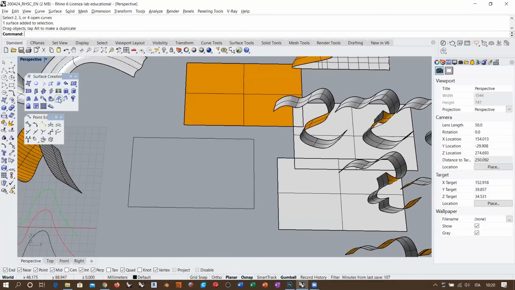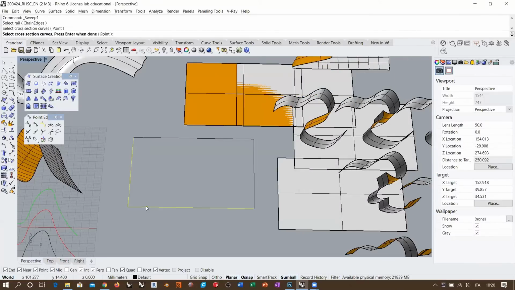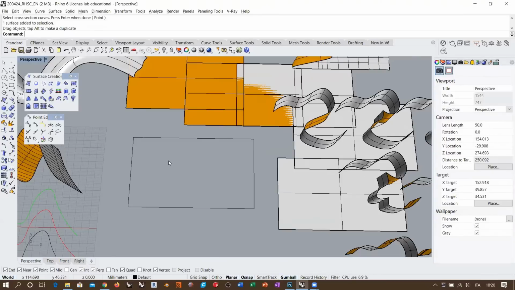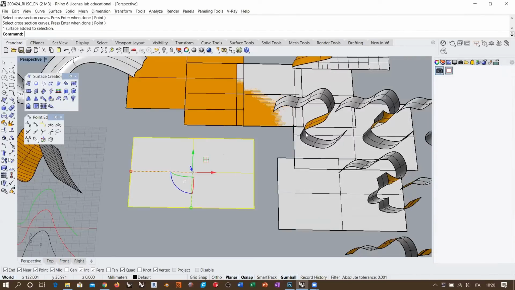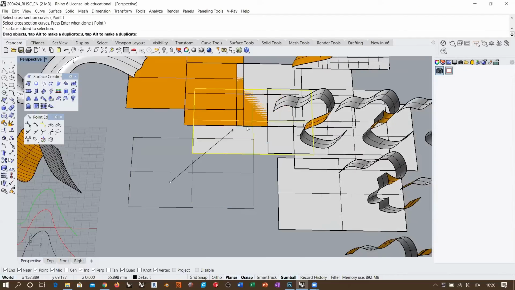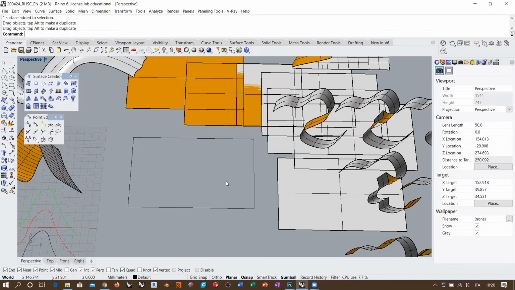I can use, of course, a sweep. So I can sweep along this rail, this section, or I can sweep along this rail, this section, or I can sweep, for example, along this rail, both sections if I want. Okay, so I can create exactly the same result. Of course, sweep 2, so 2 rails and 1 section, and so on. There are many possibilities with this command because it depends on which rail and which curve you are selecting.